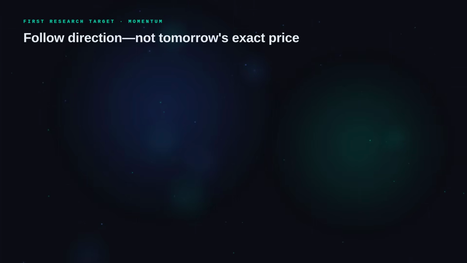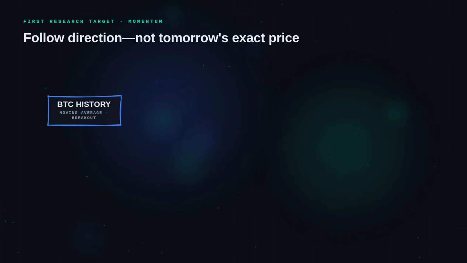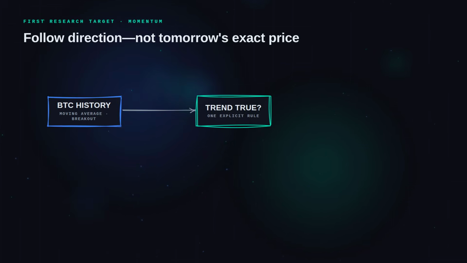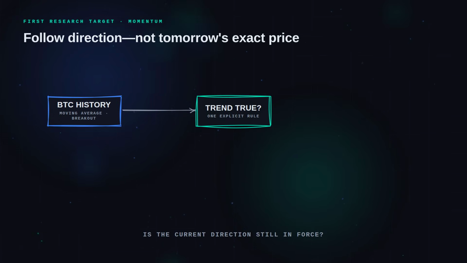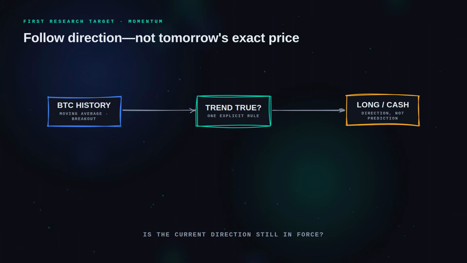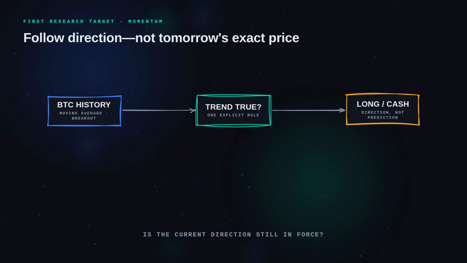The harness is finished, so it needs a target. I chose Bitcoin momentum. Momentum is the deliberately simple idea that price direction can persist. In time series momentum, an asset is compared with its own history. A rule might stay long while Bitcoin is above a moving average, has a positive return over the last few months, or breaks its previous high. When the trend breaks, it moves to cash. This is different from predicting tomorrow's exact price. It asks whether the current direction is still in force.